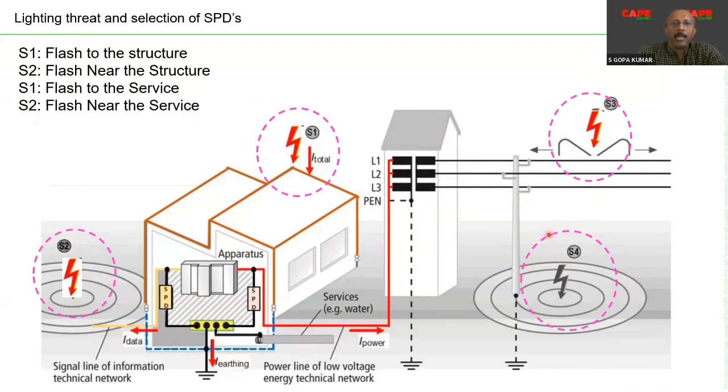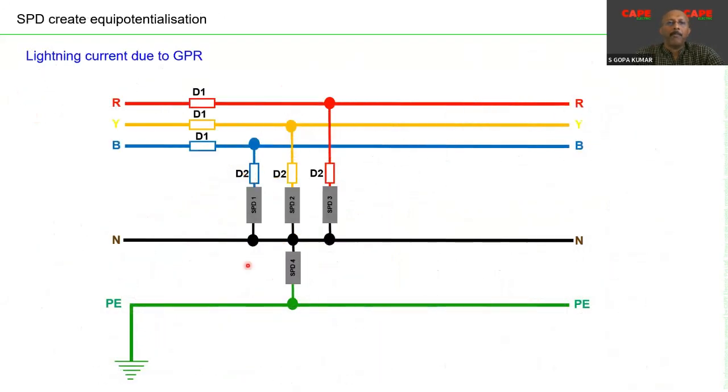S1 stands for direct strike on the building, S2 near the building, S3 on the service, S4 near to the service. These 4 threats are going to create failure in your building, and in order to protect your electrical and electronic equipment at the origin of installation, that means at the main distribution board, we are supposed to create an equipotential bonding with the help of an SPD.